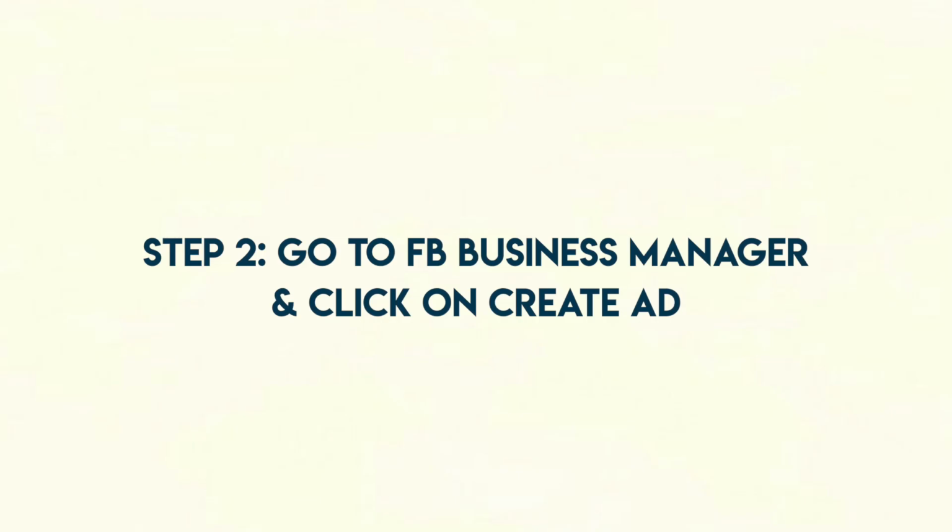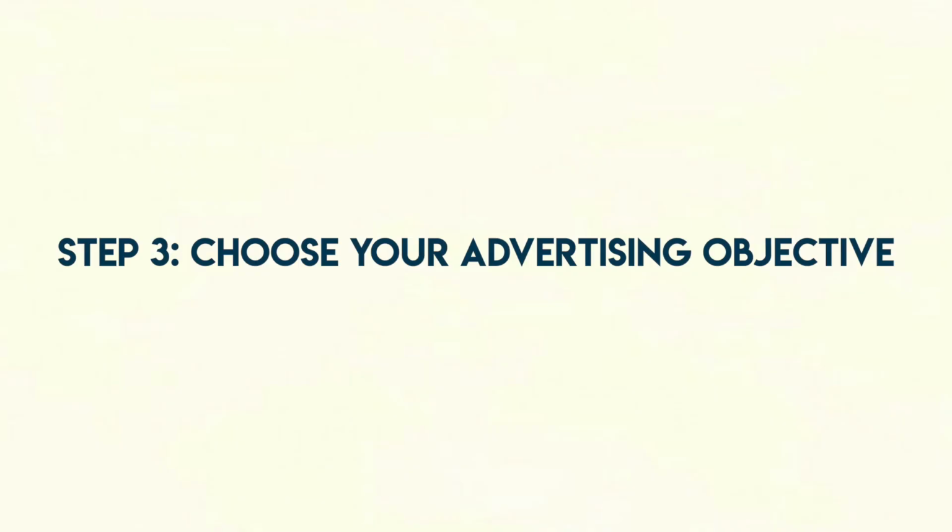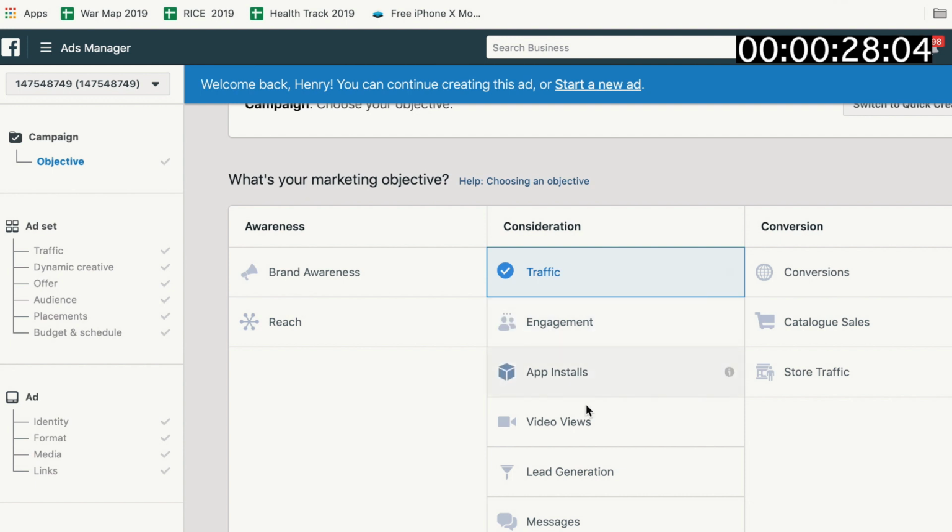Step two, you want to come to Create inside the Business Manager. So click on Create. Choose the objective that you want to run for the ad, if you want more traffic, engagement, video views, etc. For this, we choose traffic.